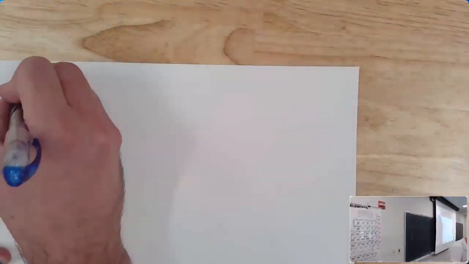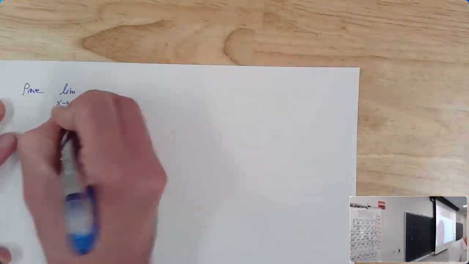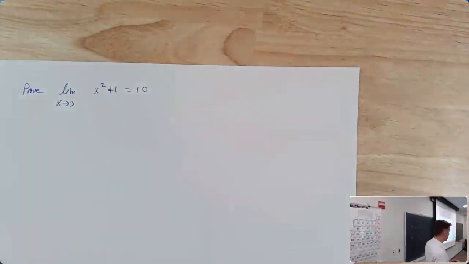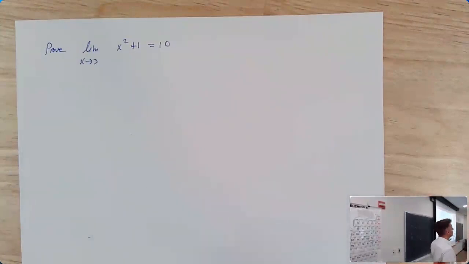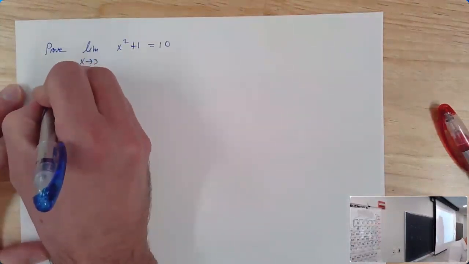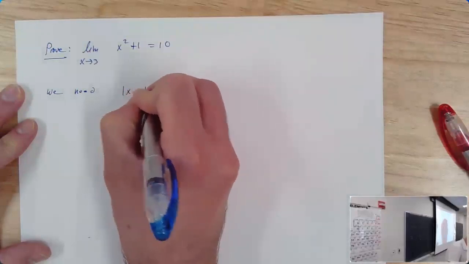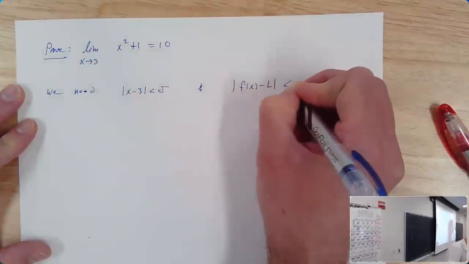So let's prove that the limit as x approaches 3 of x squared plus 1 is equal to 10. And we're going to do this a different way. This is actually more similar to the first way we did with the linear examples, where we're going to try and look for a condition on x minus 3. So we need the absolute value of x minus 3 less than delta, and the absolute value of the function minus limit to be less than epsilon.